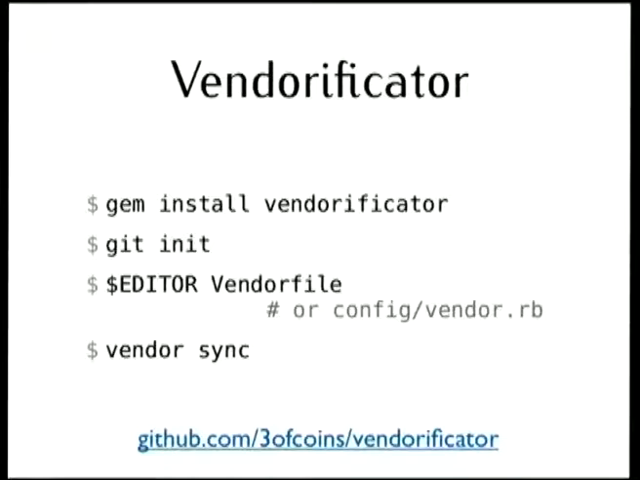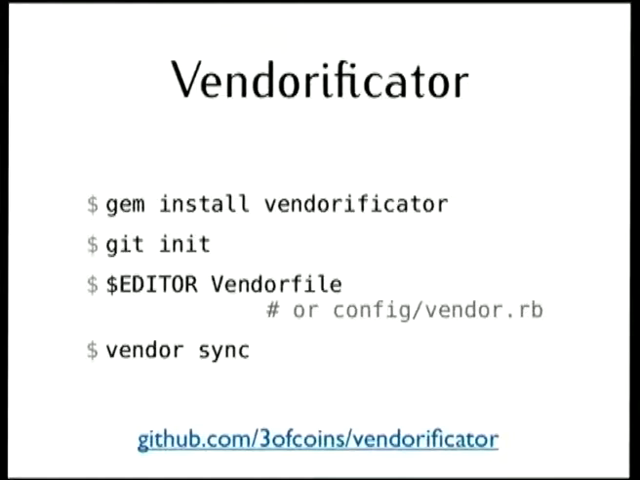So to get started, install the Vendorificator gem, init a git repository, and the main configuration lives in a so-called Vendorfile, or if you don't want to clutter your directory, just config/vendor.rb, and run vendor sync to synchronize and download.